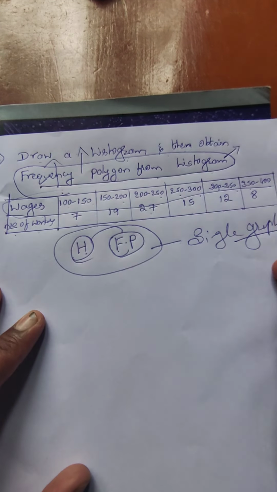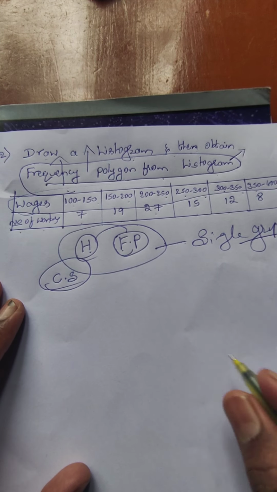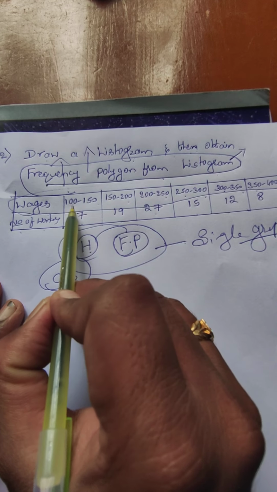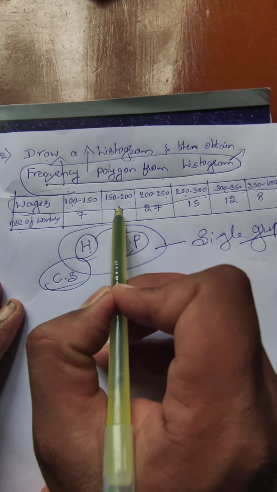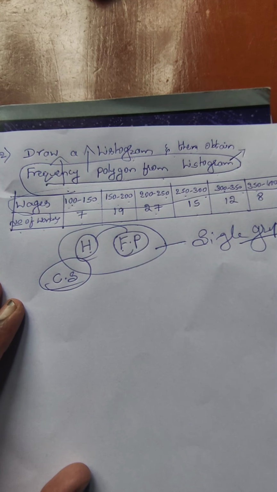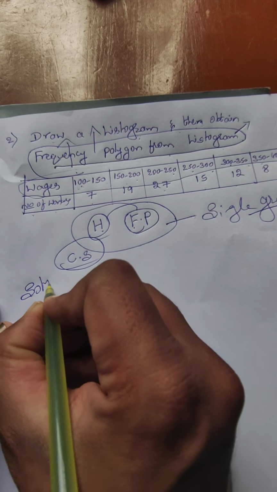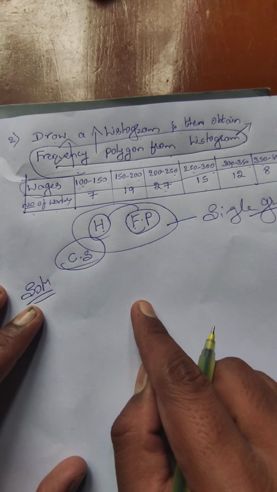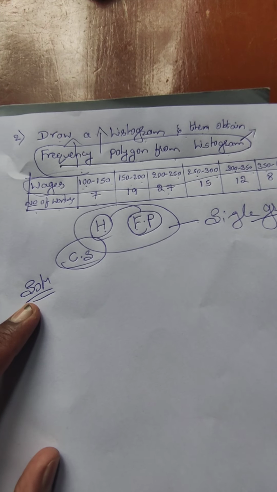This problem is in the form of a continuous series, because the class intervals are continuous: 100 to 150, 150 to 200, and so on. So this problem is related to the continuous series. Okay, we'll give the solution. We have to draw both a histogram and a frequency polygon.